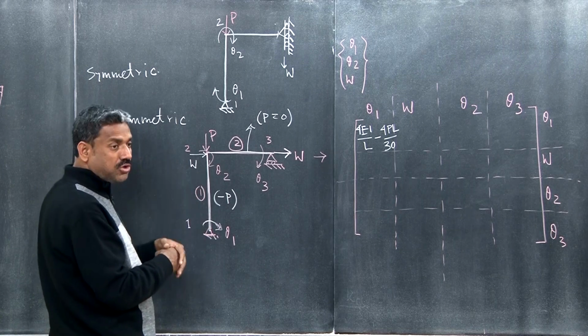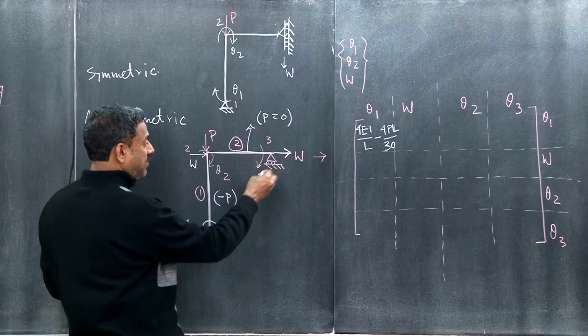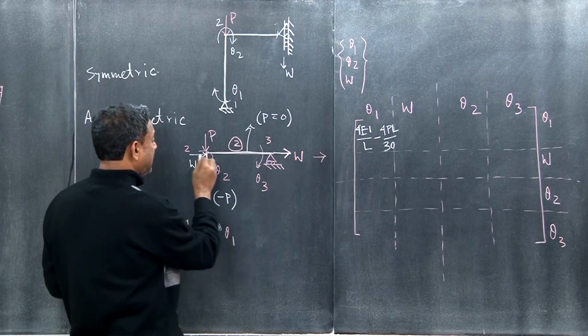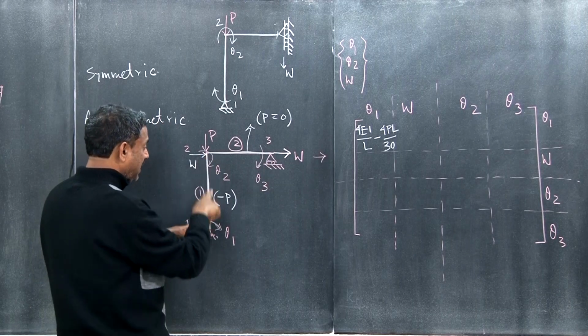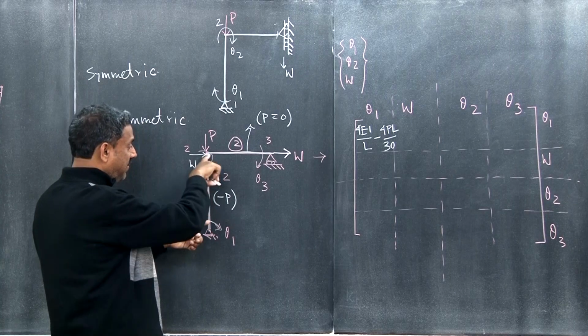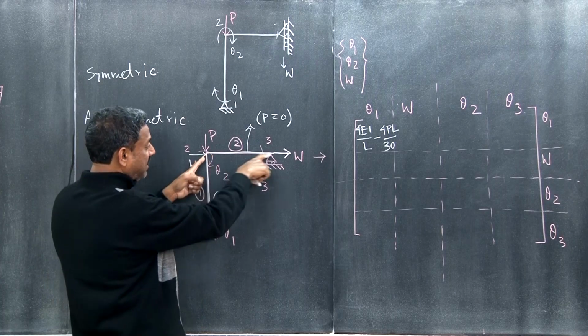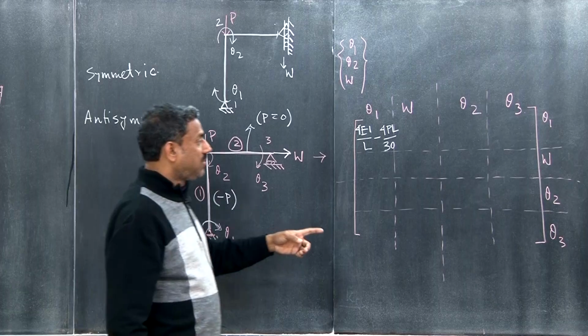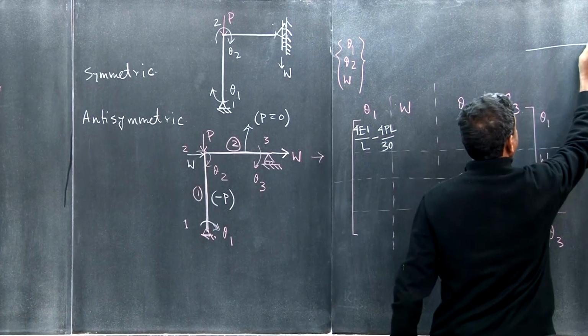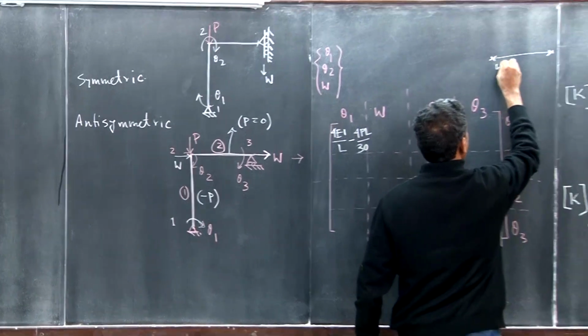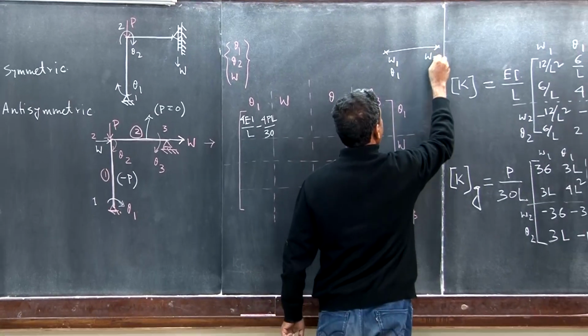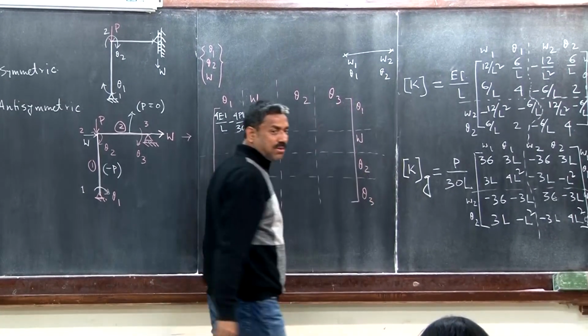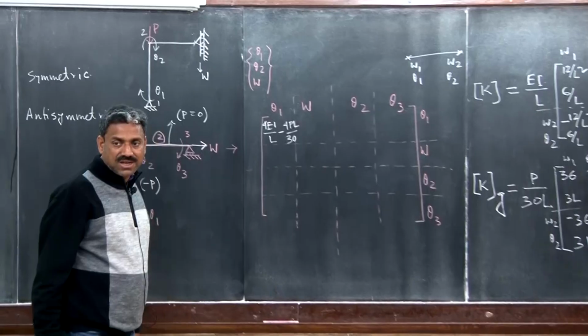Because this is connected between these two nodes, right? So first you must understand this W is basically coming because of lateral deflection of this member, not because of axial deformation in this member. Because when you consider this node, W1, theta 1, W2, theta 2, we do not consider any axial degrees of freedom. Must understand, right?